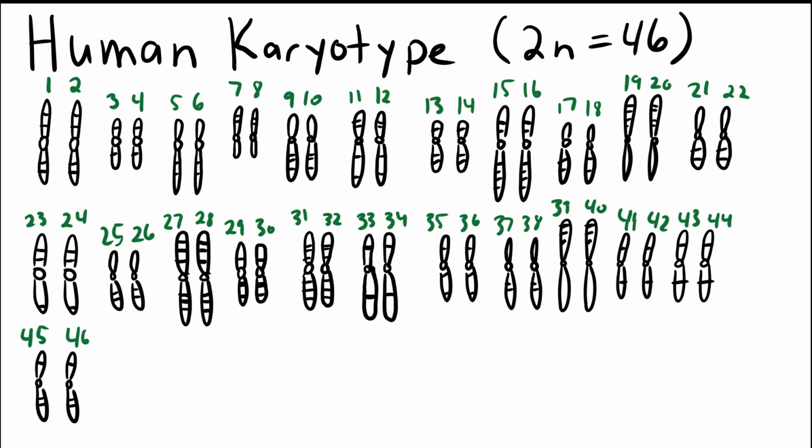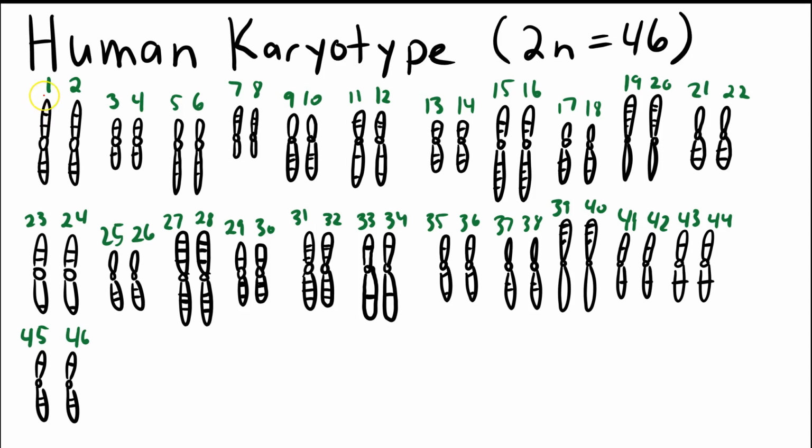So let's get started here and take a look at a human karyotype. A karyotype is a complete representation of an organism's genome. Okay, it's a complete collection of genes. So here we're showing the human karyotype with a 2n of 46. That means that there are a total of 46 chromosomes in a diploid cell. So I've labeled all of those chromosomes 1 through 46 to show you what I mean here.